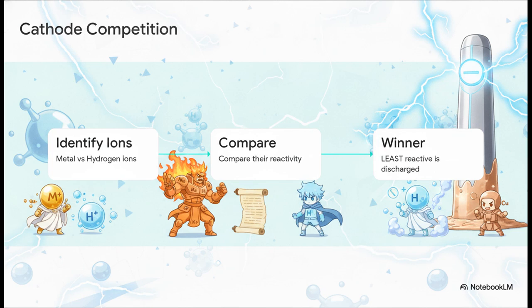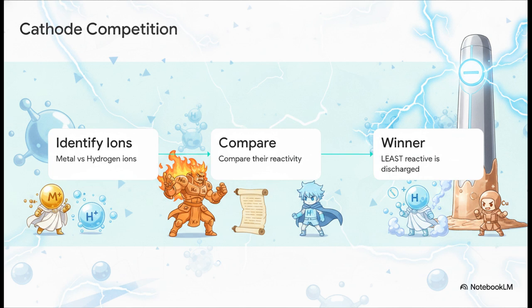When you've got a metal ion and a hydrogen ion battling it out at the negative cathode, it all comes down to the reactivity series. And the rule here is kind of counterintuitive. The least reactive element wins. The loser of the reactivity race actually wins the prize to gain electrons and be discharged.